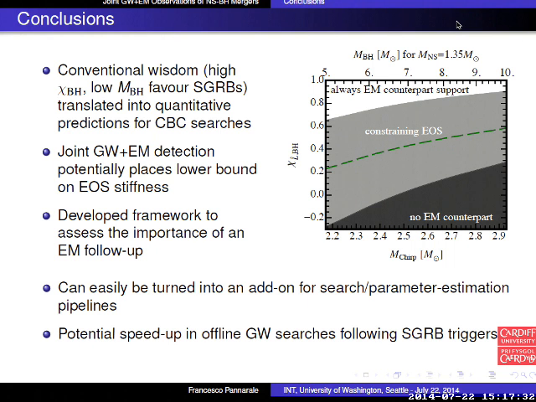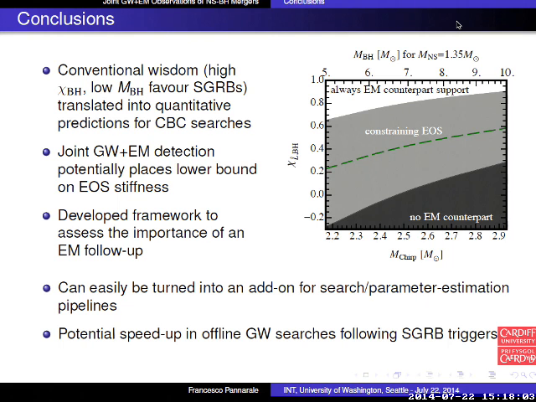We've seen how joint detection can potentially place lower bounds on the equation of state stiffness. And we've developed this whole framework to assess the importance of a follow-up to a gravitational wave detection. What we'd like to do now is to add this onto existing search pipelines and parameter estimation pipelines. There's interest in doing this. We should just sit down and do it once and for all.